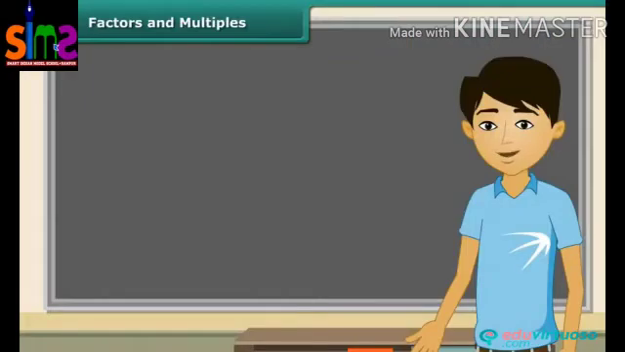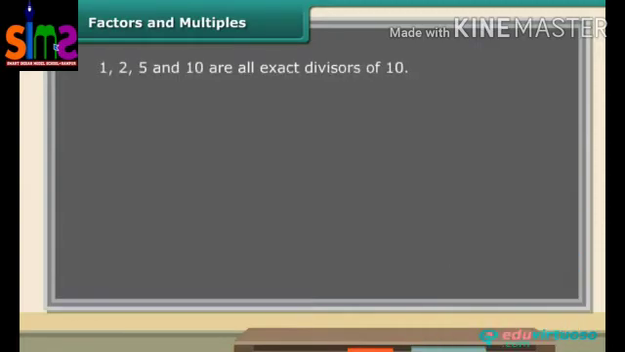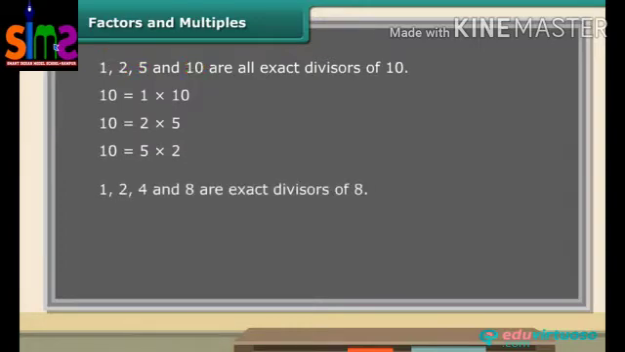A factor of a number is an exact divisor of that number. In other words, the factor of a number divides the number exactly. For example, numbers 1, 2, 5 and 10 are all exact divisors of 10. Therefore, 1, 2, 5 and 10 are factors of 10. Similarly, 1, 2, 4 and 8 are exact divisors of 8. Therefore, 1, 2, 4 and 8 are factors of 8. You can see that factors are always smaller than or equal to the number itself.